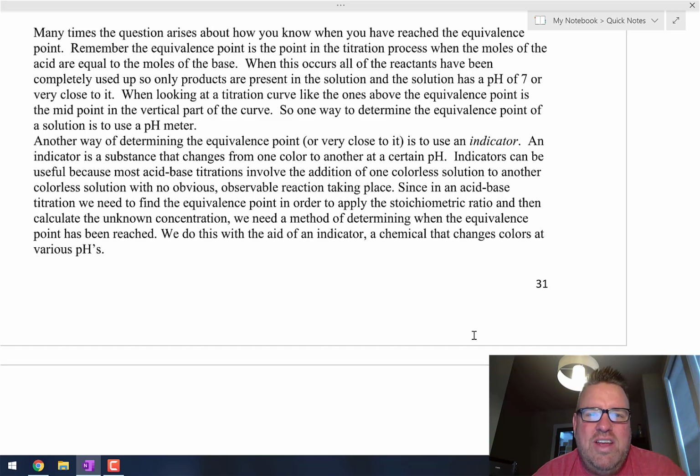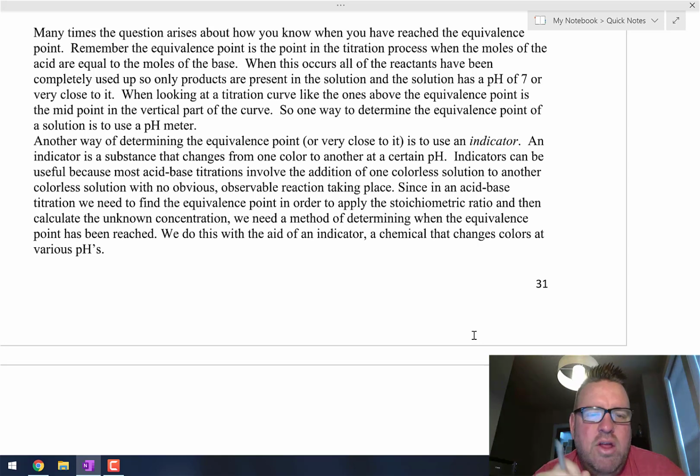When you're dealing with a titration, you know that you've reached the equivalence point when the moles of the acid are equal to the moles of the base that have been added. All of the original acid that you started with has been neutralized by the base, and there's no acid and no base in that solution anymore. All you have is products. When this occurs, all the reactants have been completely used up. So again, you only have products.